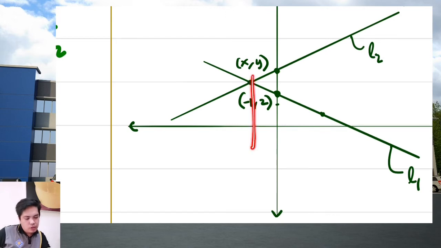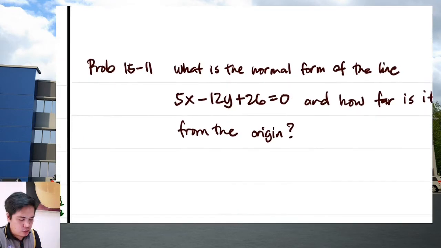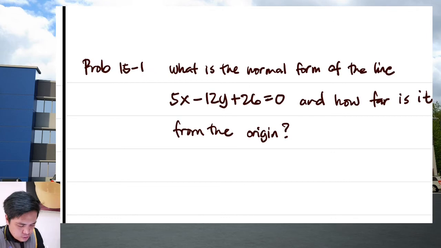Medyo accurate konti yung drawing natin. So, this is negative 1 and this is 2. Very easy. Okay, let's now proceed to this next problem. This is already problem 15-12.